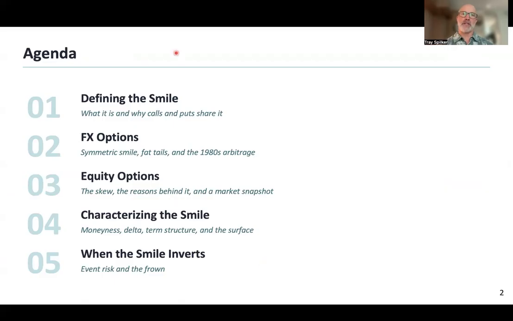We're going to start with a basic definition of the put-call parity argument that ties calls and puts together, right? And then we're going to look at a couple different examples of foreign currencies and then equities, and how volatility, or I should say implied volatility, is different for these types of options. And then we'll move into talking about how practitioners actually describe volatility smiles. And then last but not least, we'll cover a case when the smile inverts.